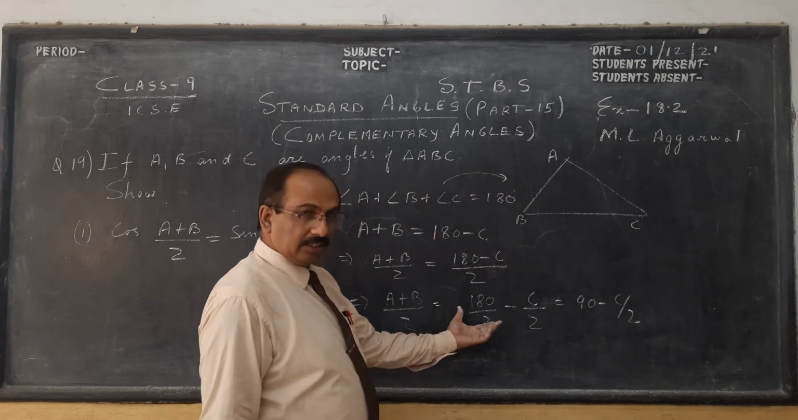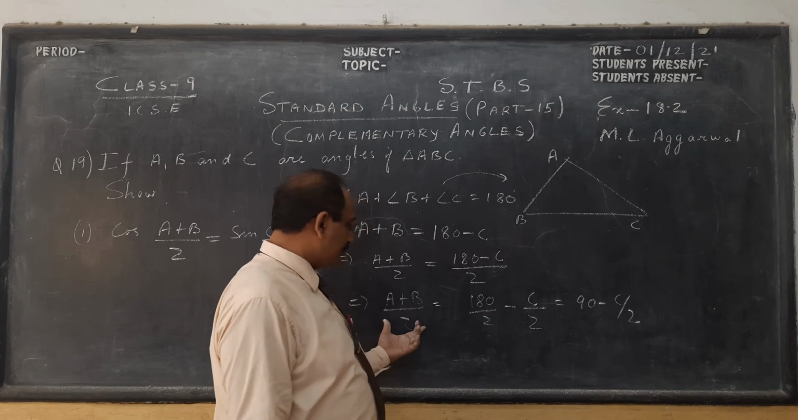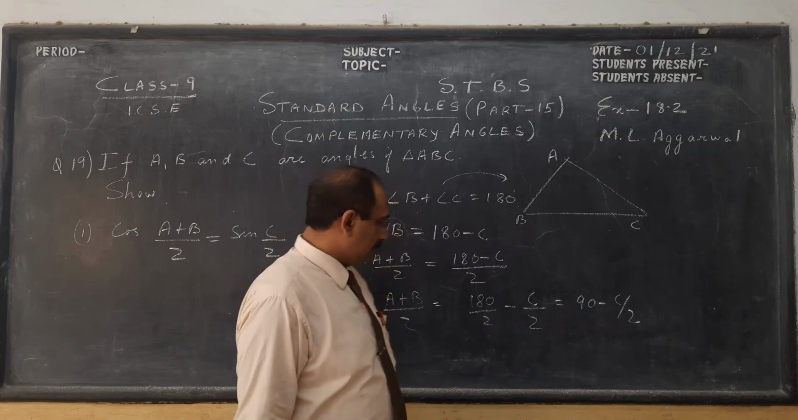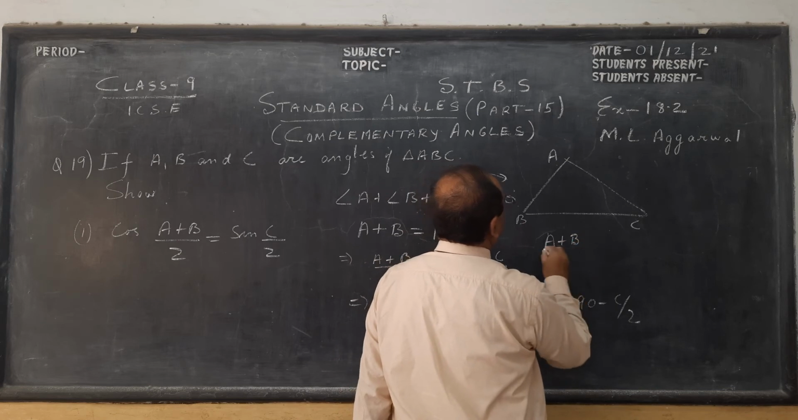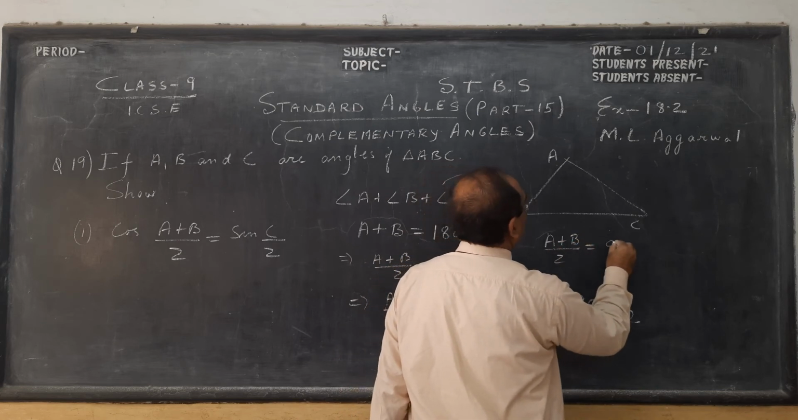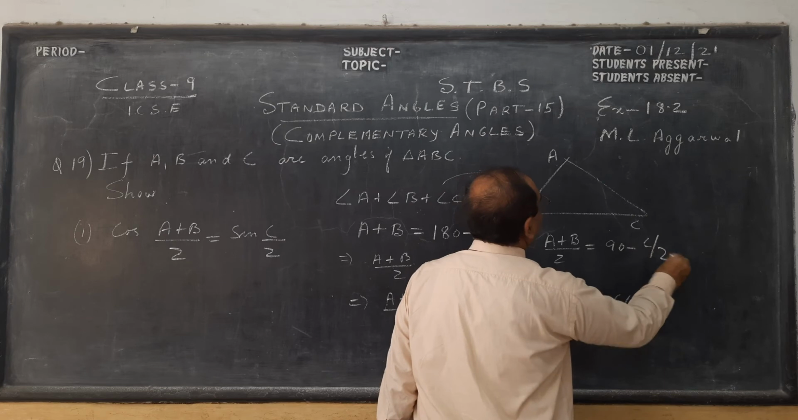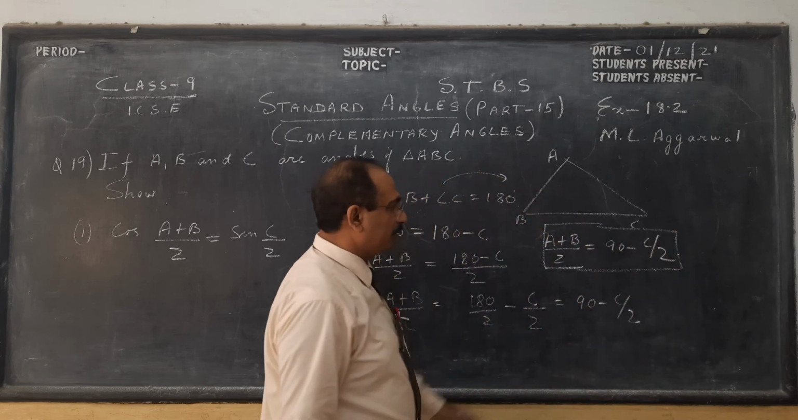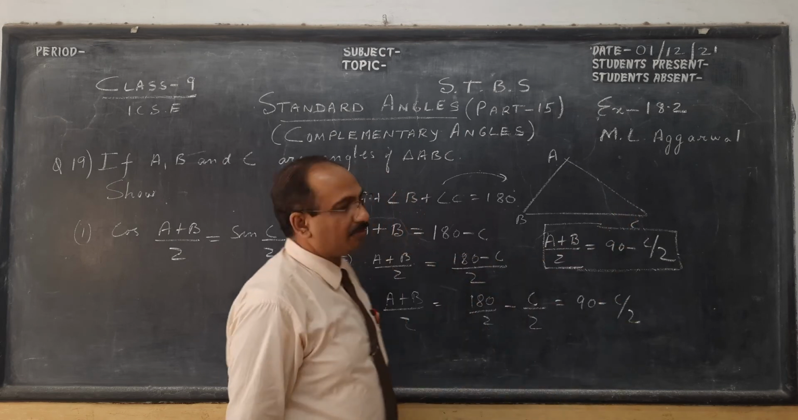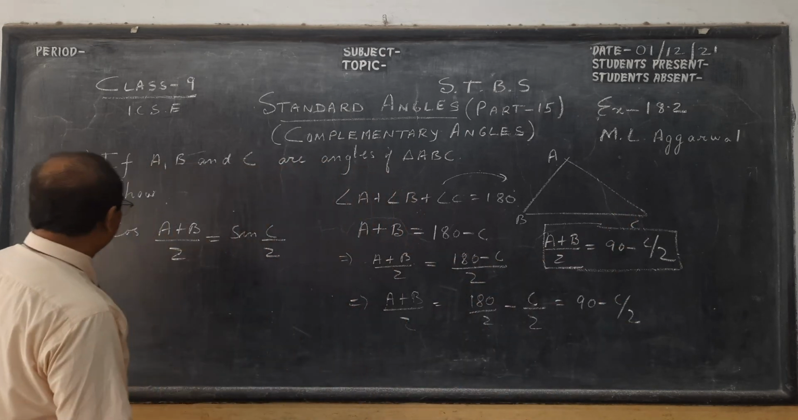This is 90 if you cancel, and C by 2. So A plus B by 2 is 90 minus C by 2. Remember this one, a very important result when you do this sum. A plus B by 2, meaning half the sum of angle A plus B, is 90 minus half of angle C.